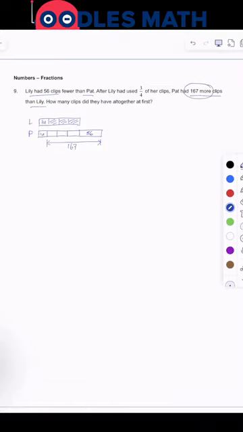Okay, so this is after Lily had used up the 3/4 of it, which is the 3 shaded ones. Alright, so from here, if we look at this, you do realize that this part here is actually 3 units. And straight away we can connect that the 3 units will be equivalent to 167 minus 56. Okay, so from there I know that 3 units is 111. So 1 unit will be 111 divided by 3.